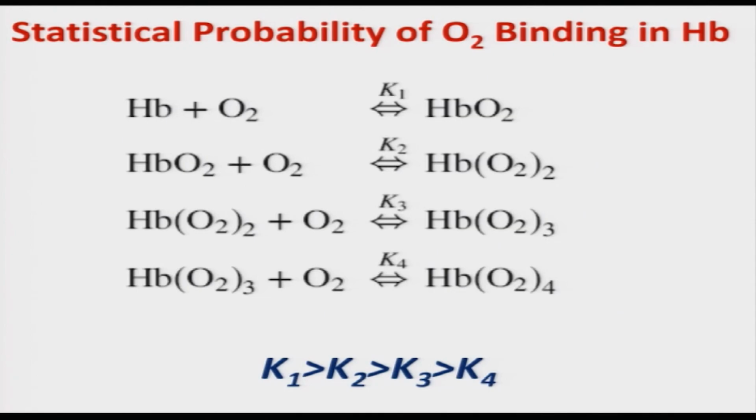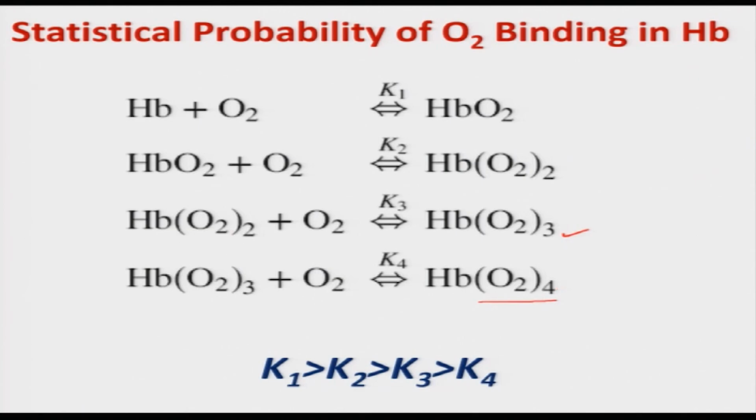So, stepwise binding constants: Hb plus O2 gives HbO2, then another O2. As Hb is a tetramer, as I said, there are 4 heme units. The first unit binds one dioxygen, then another unit binds the second dioxygen, giving rise to HbO2, then the 3-dioxygen, then the 4-dioxygen, because 4 heme units can bind 4 dioxygen.